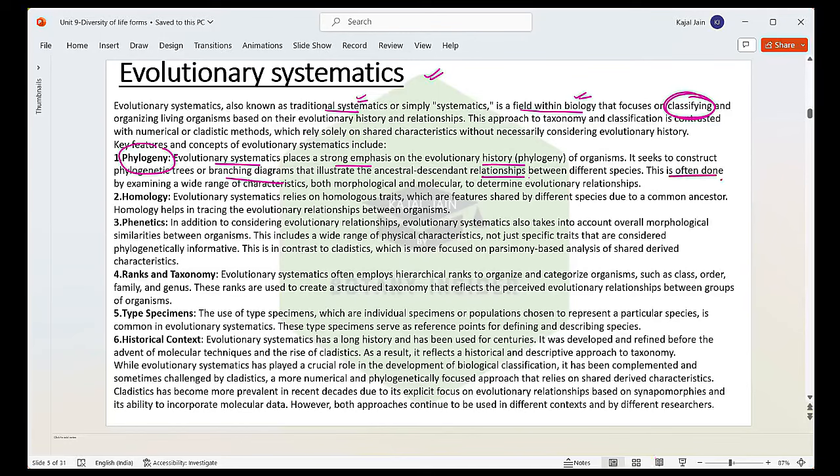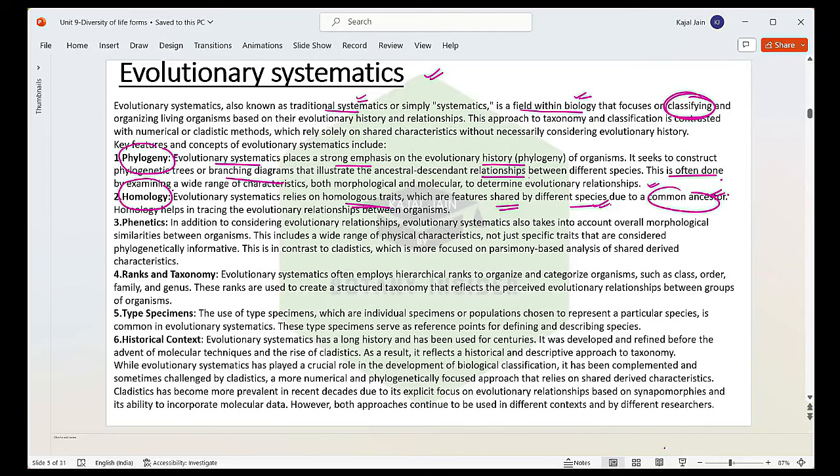This is often done in order to get a wider range between the morphological and the molecular relationships. Then homology. What is homology? It focuses upon the similar characteristics, the homologous traits, which are the features shared by a number of organisms because of the common ancestors that they have.